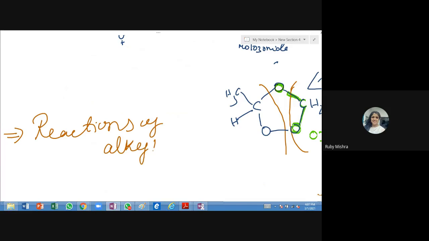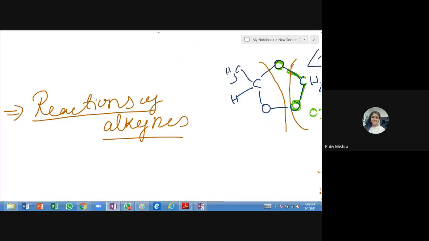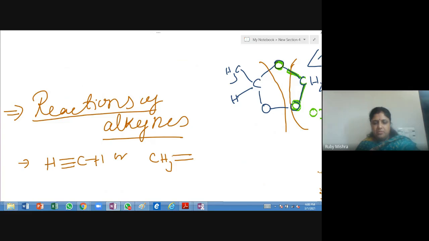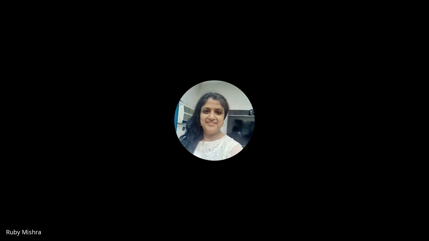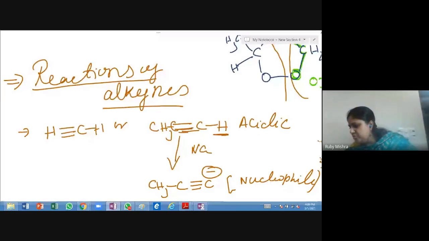That is, reactions of alkynes. Although I have supplied you the materials, a very important parameter is that in HC≡CH or CH3C≡CH, this proton or hydrogen is very acidic in nature. That is a very important parameter which we should know.